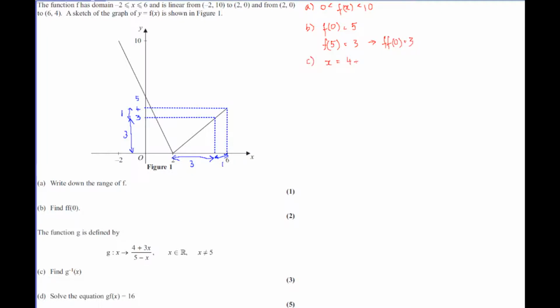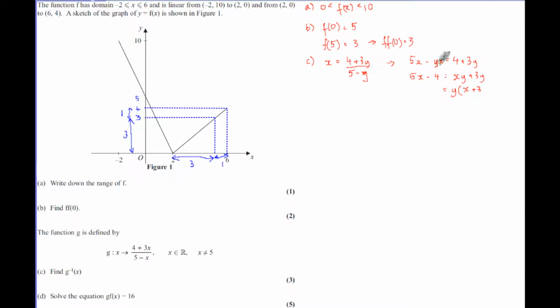Easy. To get the inverse function, we need a process for this. There are a number of ways of doing this, but the one I prefer to use is this one. Switch the x's and the y's. So instead of y equals (4 plus 3x) over (5 minus x), I've switched the y to an x and the x's to a y. And then I need to rearrange and make y the subject.